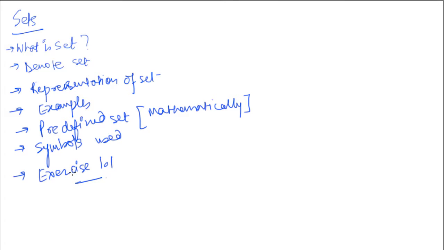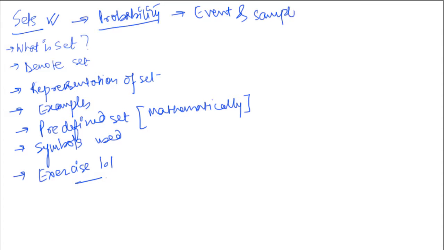So before starting with the topic, first we need to understand what is a set and why we are studying sets. Basically, we'll use sets in our next chapter, that is relation and function. Apart from that, we'll use sets in probability also. We know about the two terms, that is event and sample space. So here we also use sets to write down the event and sample space. Okay, so let's continue with this.